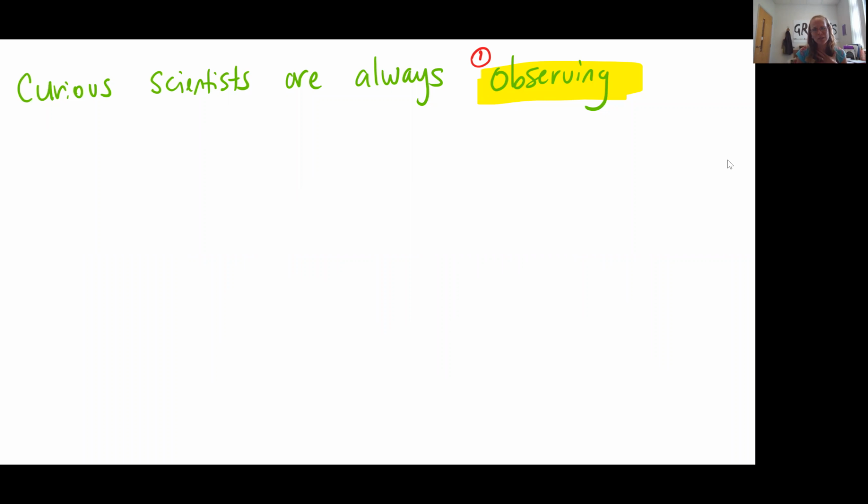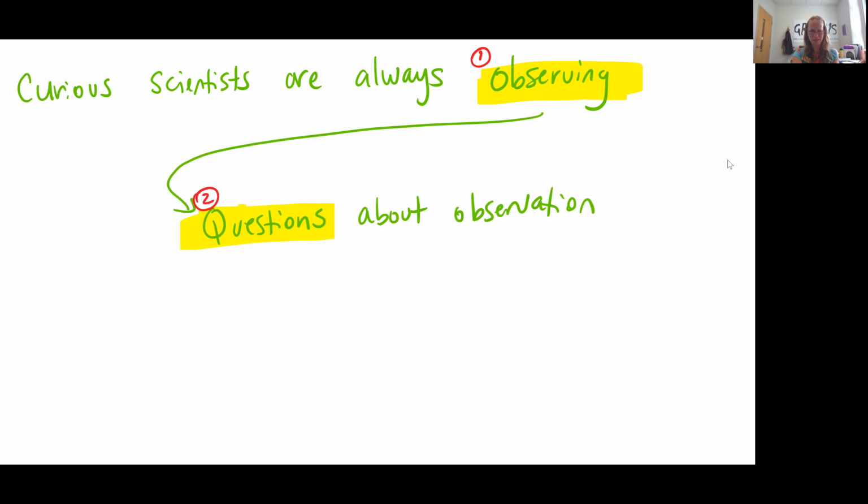I'm a biologist, so of course I'm interested in the living world. But whatever is your jam, whatever it is that you're interested in as a scientist, you're constantly looking at it and thinking about it, asking yourself, why is that happening? What is causing that? What does this mean? What can this tell me about such and such?